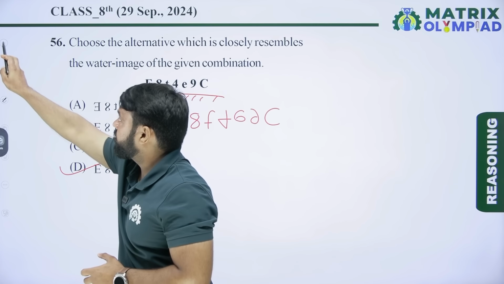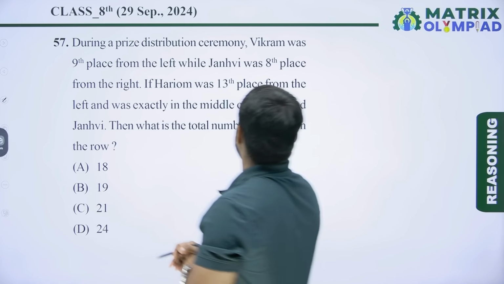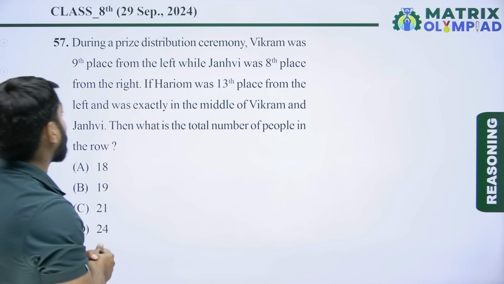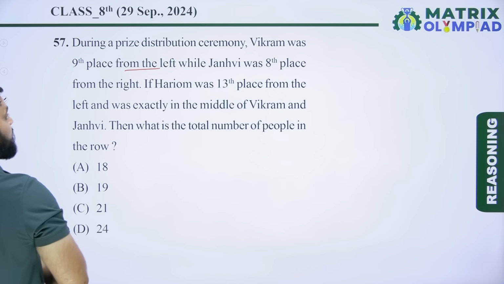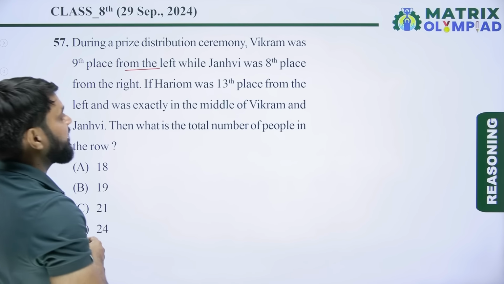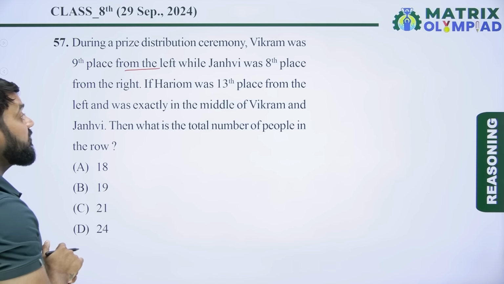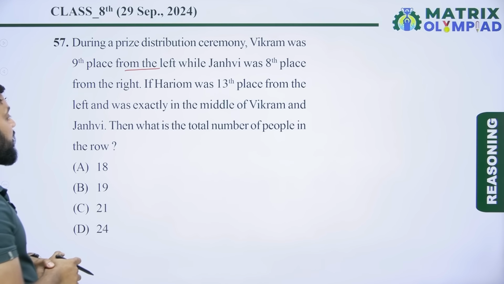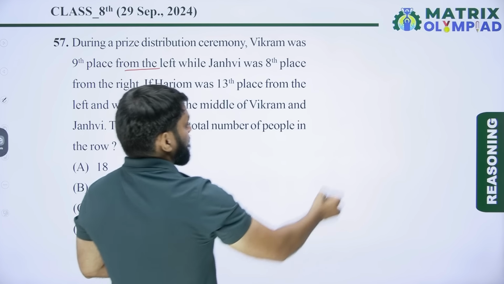So now the next question is question number 57. During a prize distribution ceremony, Vikram was 9th place from the left, while Janvi was 8th place from the right. If Hariom was 13th place from the left and was exactly in the middle of Vikram and Janvi, then what is the total number of people in the row?